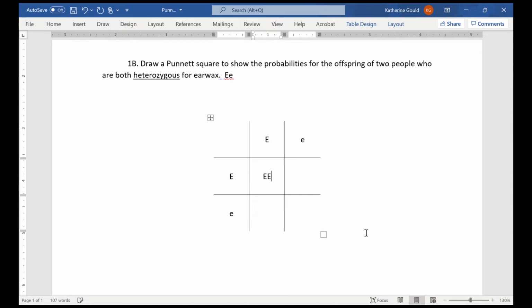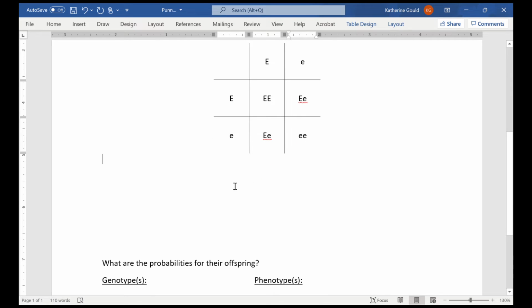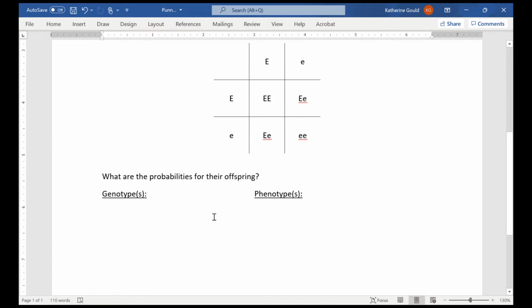So in this square, we have two big E's. And then in this one, this gets one big E from here and one little e from here. This one gets one big E and one little e. And this one gets two little e's. Okay, so that's your Punnett square. You're done with your Punnett square. Okay, now there's one more part to this question, and that is, what are the probabilities of the offspring?